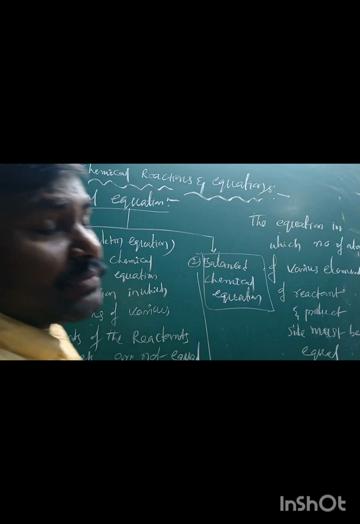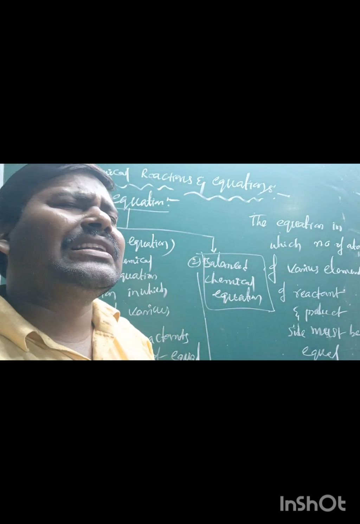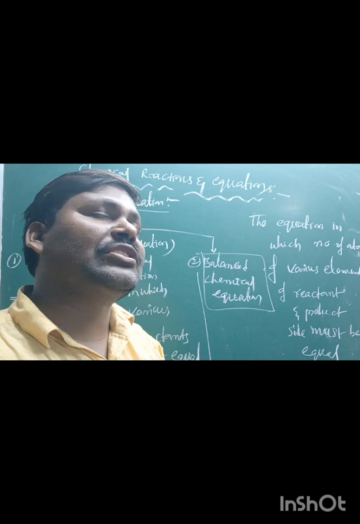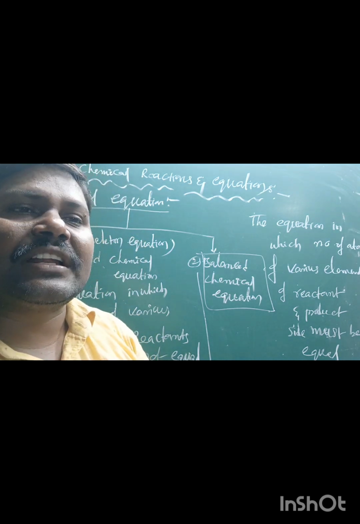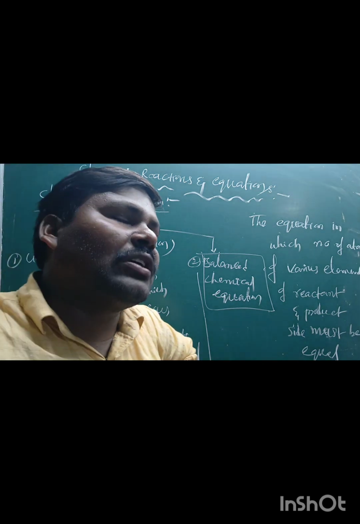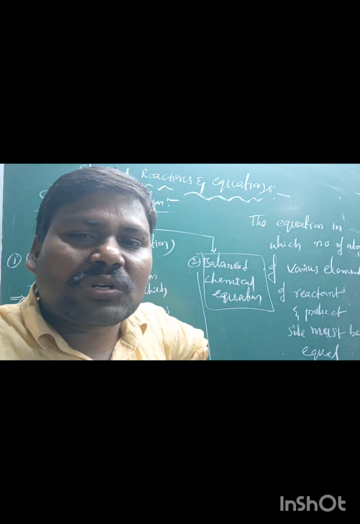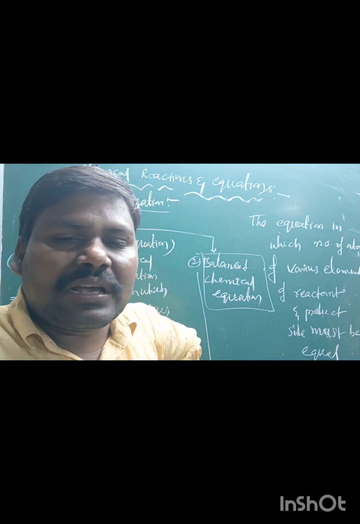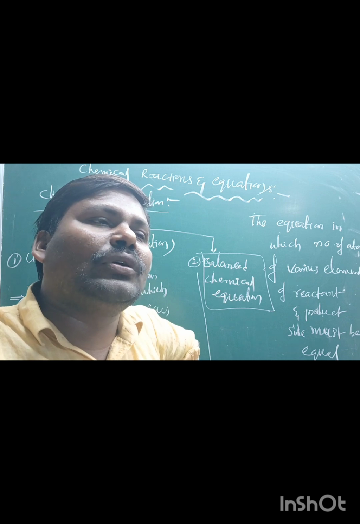Why must a chemical equation be balanced? Because of the law of conservation of mass. The term law of conservation of mass was introduced by Antoine Lavoisier. Mass can neither be created nor destroyed in a chemical reaction. The total mass of reactants becomes equal to the total mass of products.